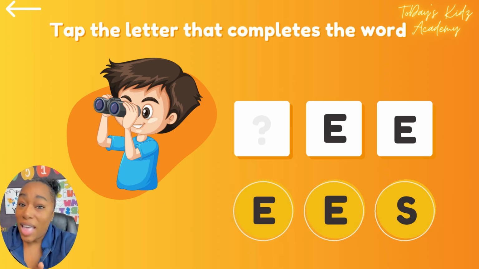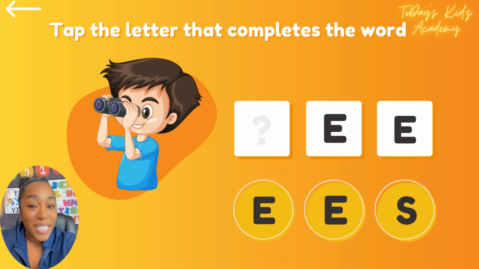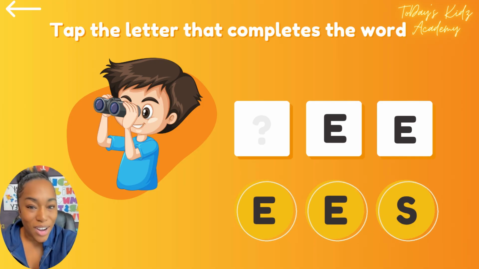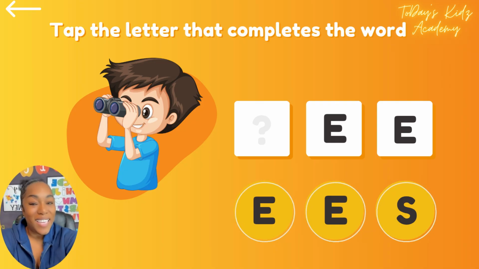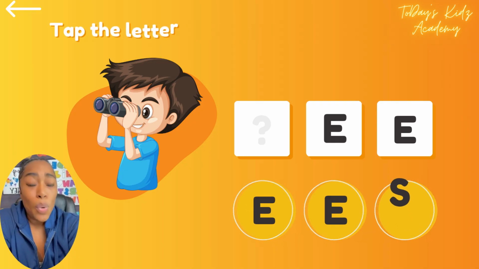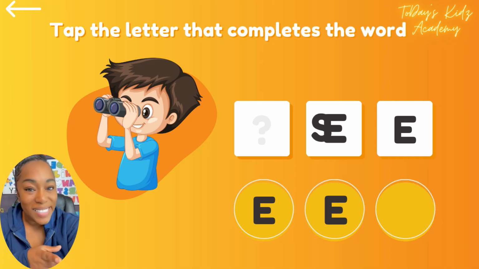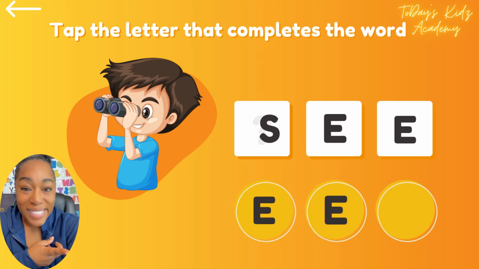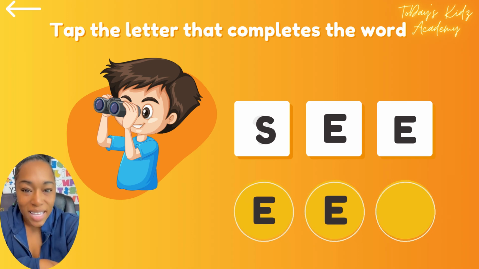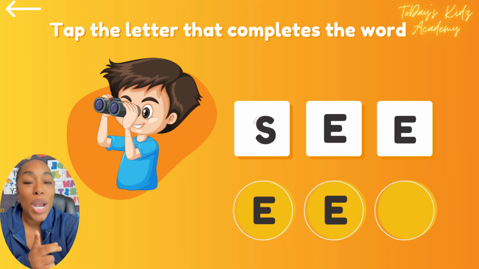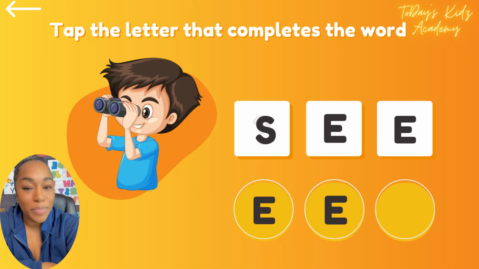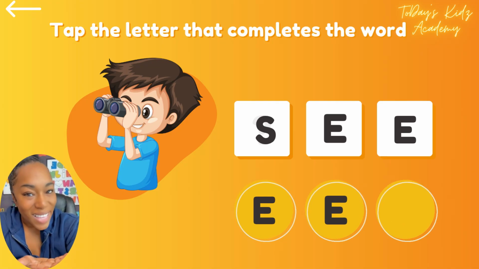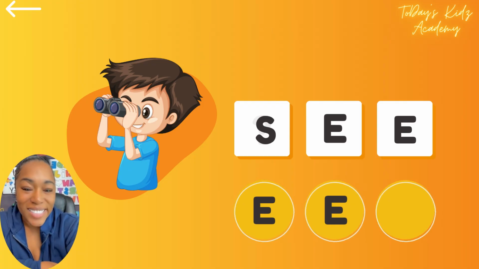Tap the letter that completes the word sea. Sea. What letter is missing in sea? Did you choose S? Correct. Now let's spell sea. S-E-A. Sea. Good job, guys.